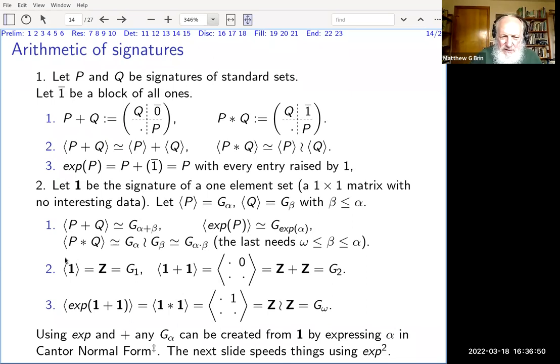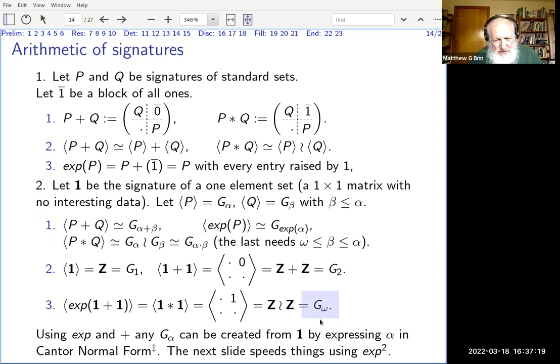And here are some special examples. The 1 by 1 matrix corresponds to Z, which is Z1, G1. 1 plus 1 is Z plus Z, that's G2. The exponentiation of 1 plus 1, I can actually leave this out. It's not necessary. It's this matrix. It is Z wreath G, that's G sub little omega.